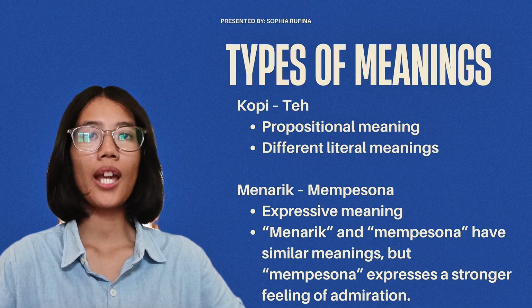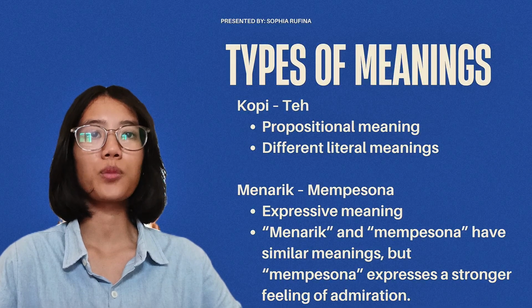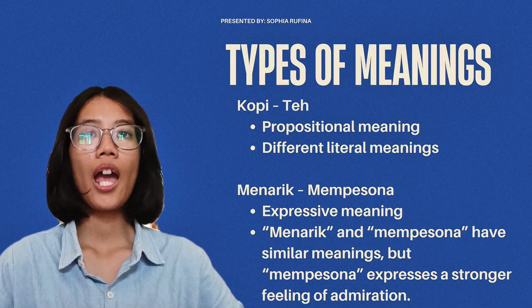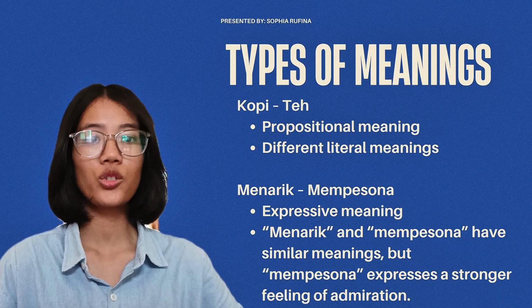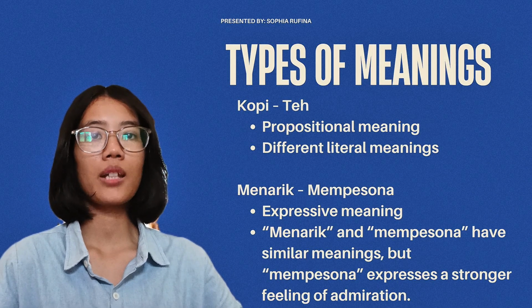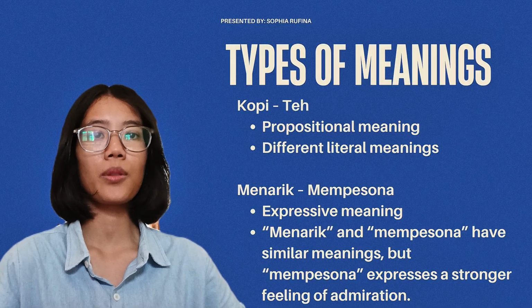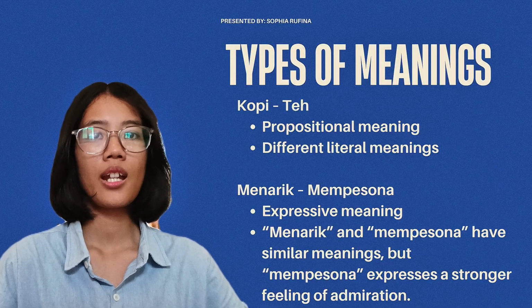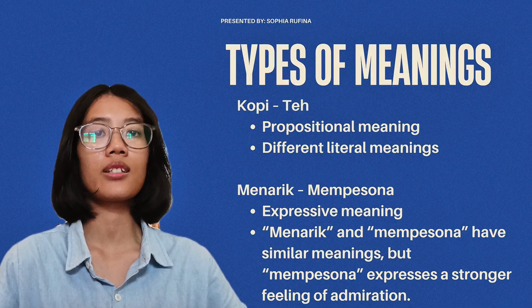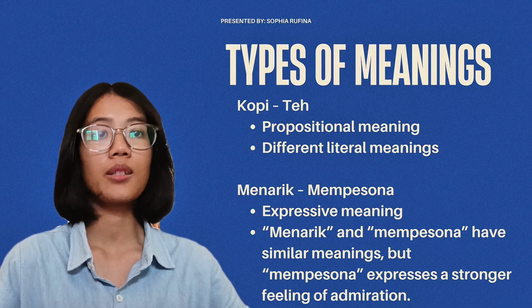Number 5, kopi and teh is an example of propositional meaning because in the real world, they have completely different literal meanings. Number 6, menarik and mempesona is an example of expressive meaning. Both have similar meanings, but mempesona expresses a stronger feeling than menarik.